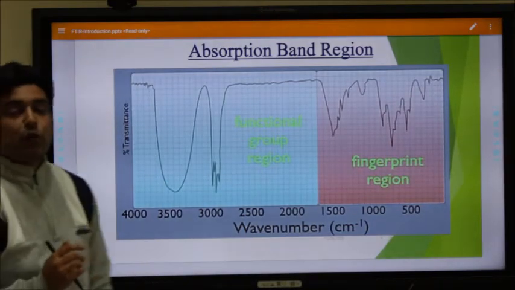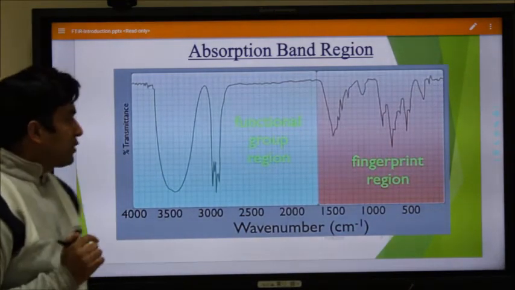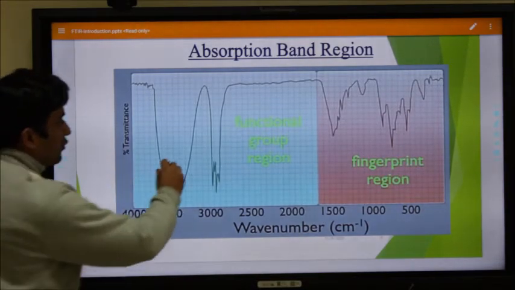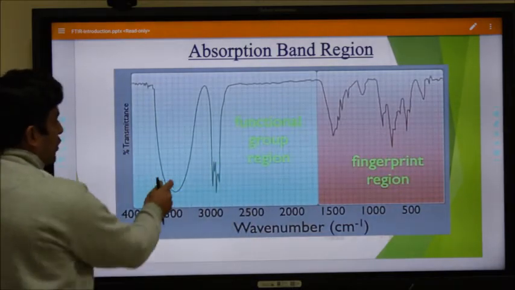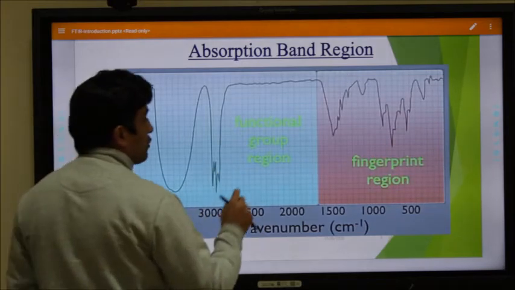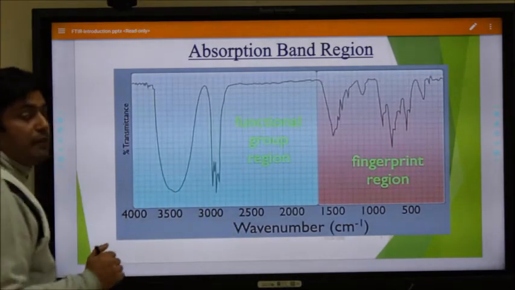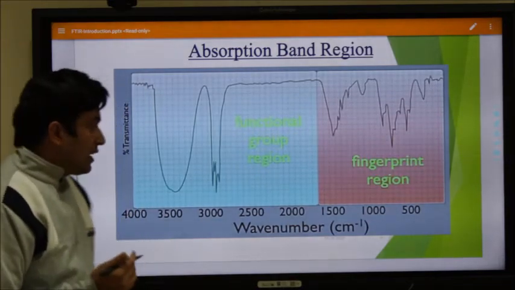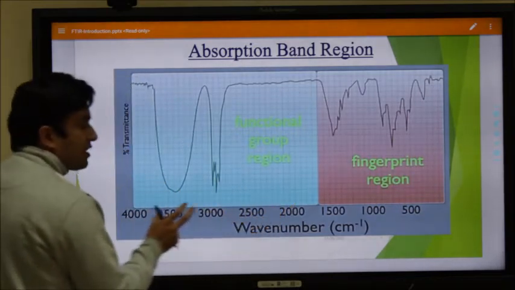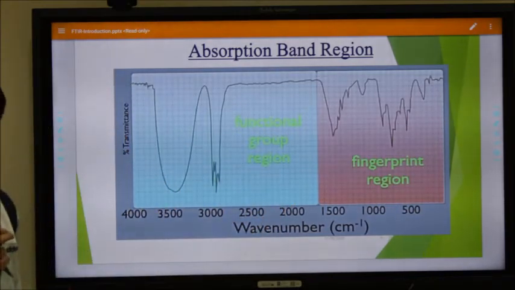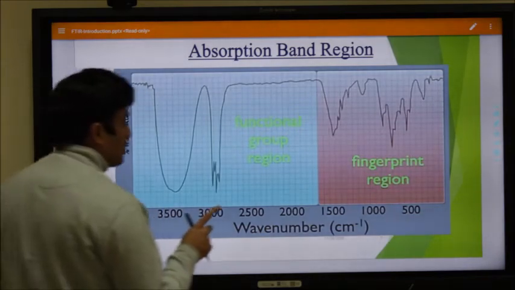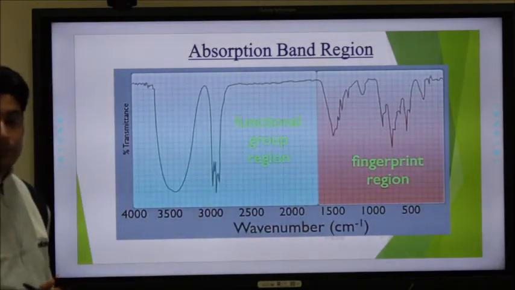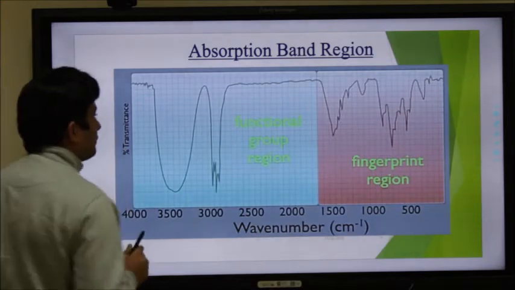Now this is the absorption band region. You can see this graph. There are many types of peaks here: some broad peaks, some short peaks, and some intermediate peaks. I have already told you that the region lies from 7.5 micrometer through 300 micrometer. In centimeter inverse, it ranges from 400 to 4000 centimeter inverse. So this is the region where it lies.